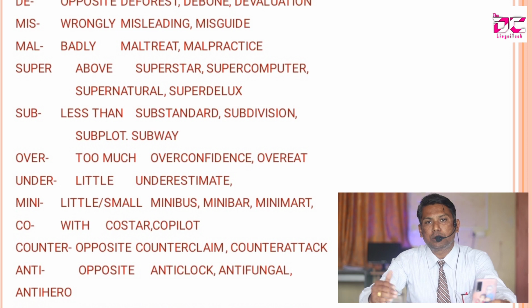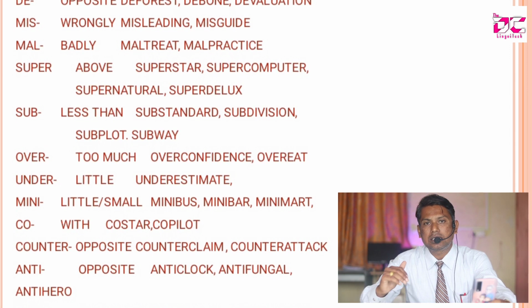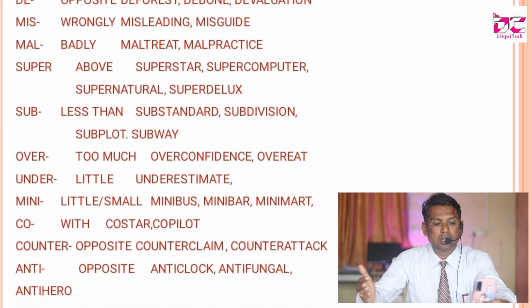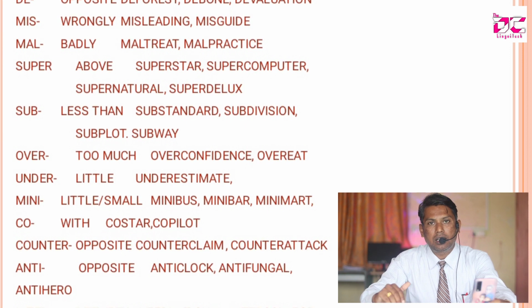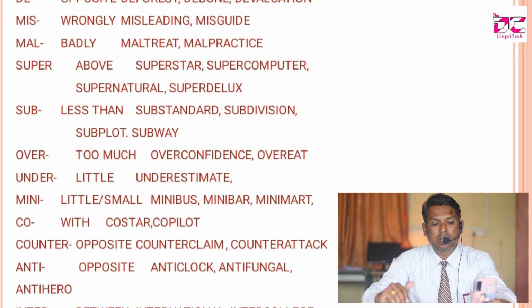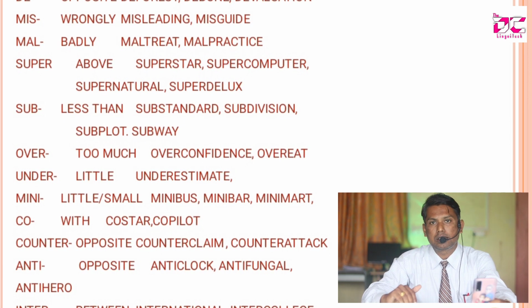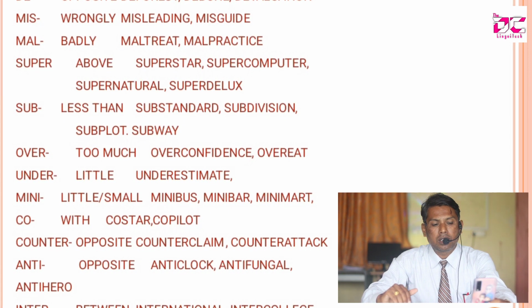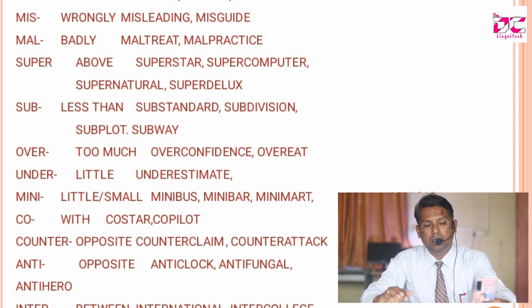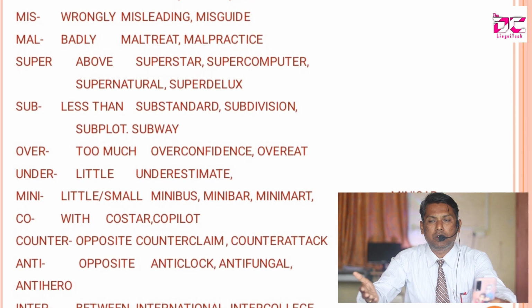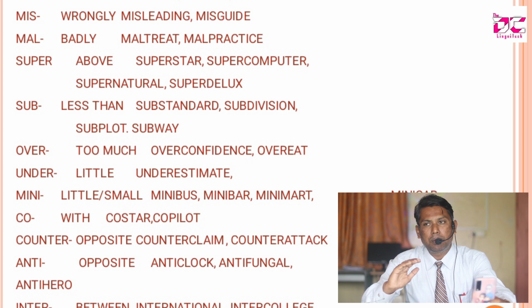Then we have a word like super. Super is something more than or above, like superstar, supercomputer, supernatural, super deluxe, super duper, or words like superman. So beyond man, or somebody more than man.